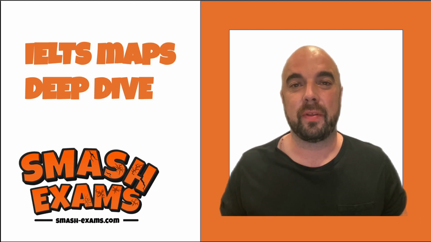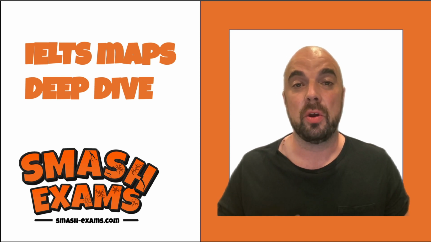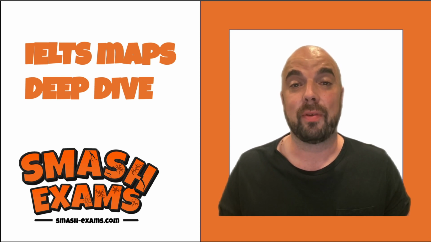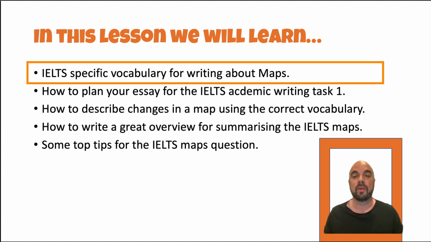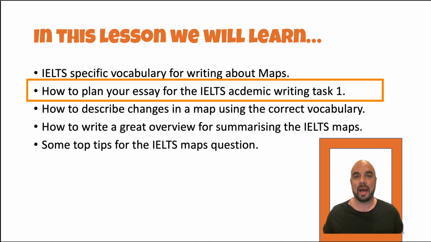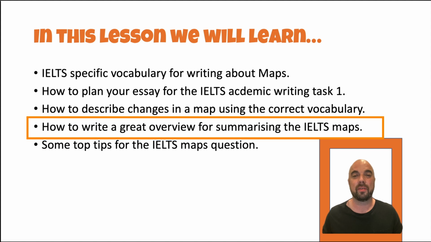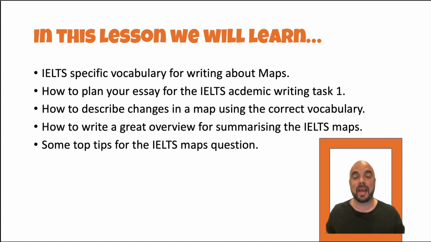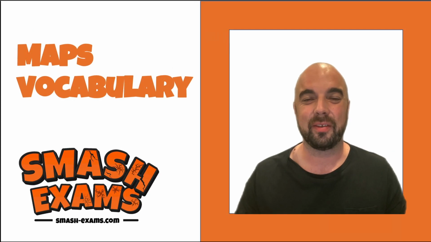The maps question for the IELTS Academic Writing Task 1 is one of the most difficult texts. In this video, we're going to do a deep dive into how to write the IELTS maps question for Task 1. In this lesson, we will learn IELTS specific vocabulary for writing about maps, how to plan your essay for the IELTS Academic Writing Task 1, how to describe changes in maps using the IELTS vocabulary, how to write a great overview for summarising the maps, and right at the end, we'll look at some top tips for the IELTS maps question. First, let's look at some vocabulary.